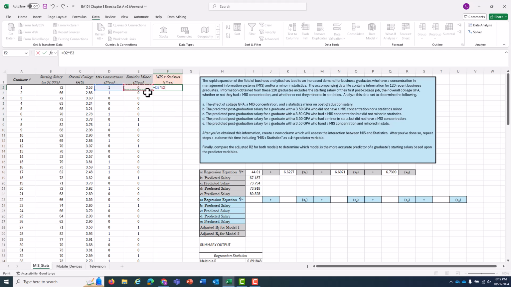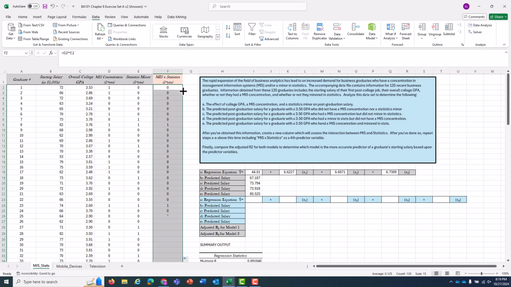Multiply that by, if they have the stats minor, there's a 0 there because they have no, and that comes out to be 0. And if I just go on and fill this in down the whole thing, double clicking the fill handle in the corner, we got what we want. The only ones that return a 1 for this column is where they have a 1 for both the MIS concentration and the statistics minor.